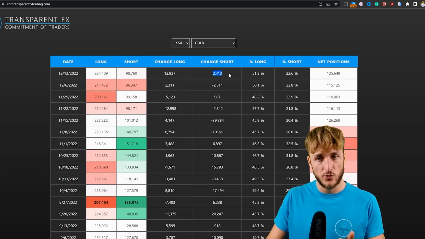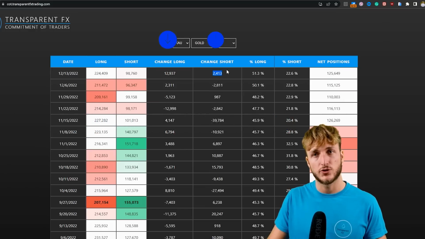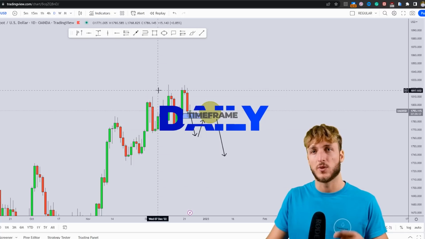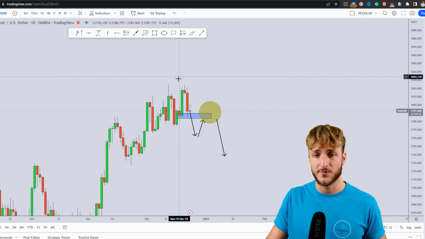However, it's already clear that we are starting to see a lot of shorts getting added on the institutional side of the market, with 2.4k shorts added with the last report. Now, it's also important to keep in mind that today we will have the new report which will be released.